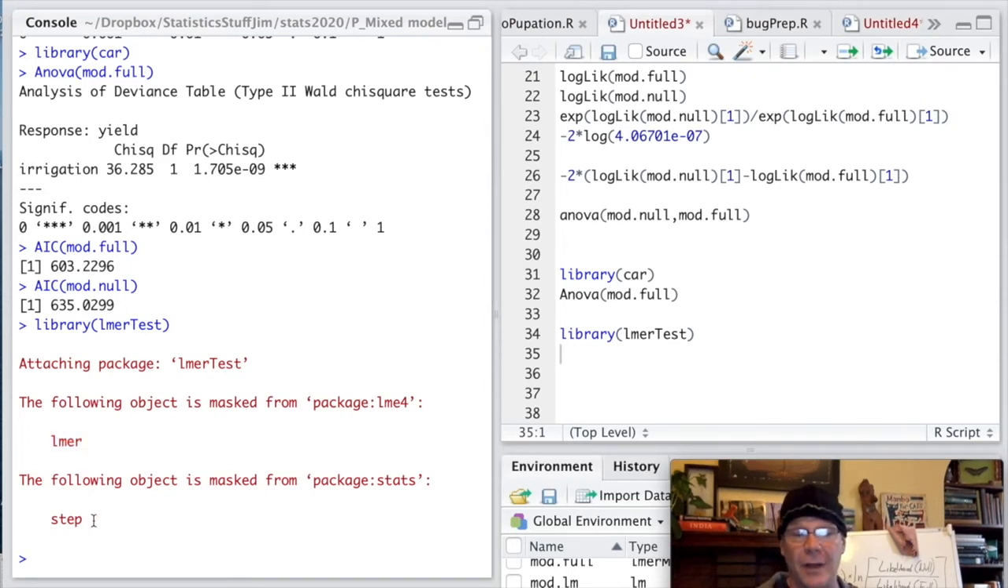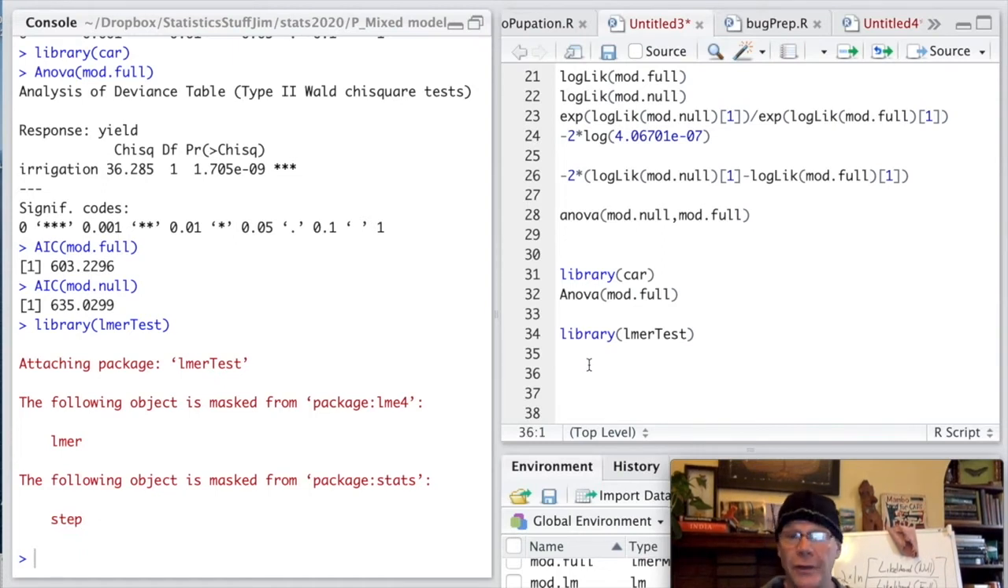And then it's also overwriting the step function from the base stats package. And, spoiler alert, we're going to use that in the future because that's going to tell us about stepwise model selection. We're going to be able to use that in this mixed modeling framework if we use lmerTest. So I'm a big fan of lmerTest. I just stumbled across it a couple of years ago, and I like how it behaves.